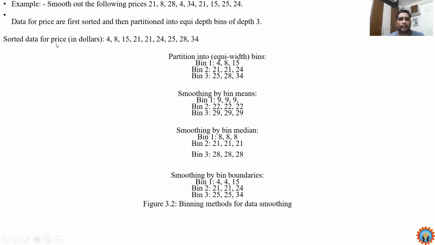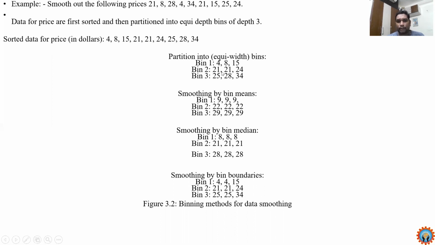So the sorted data is placed like this, with the data elements in sorted order. First, partitioning into equal-width bins: each bin should have 3 elements, so the first 3 elements are in bin 1, the next 3 elements in bin 2, and the next 3 elements in bin 3. So we have 3 bins stored in equal order with depth 3. Now smoothing by bin means: you calculate the bin 1 value, so the mean of bin 1 is 9.